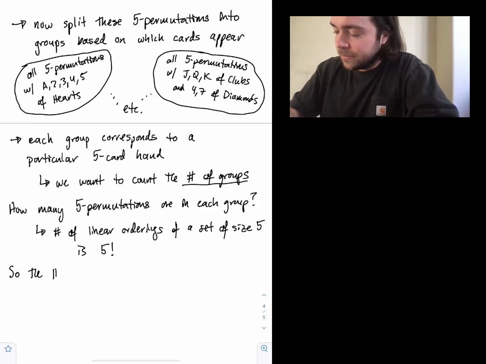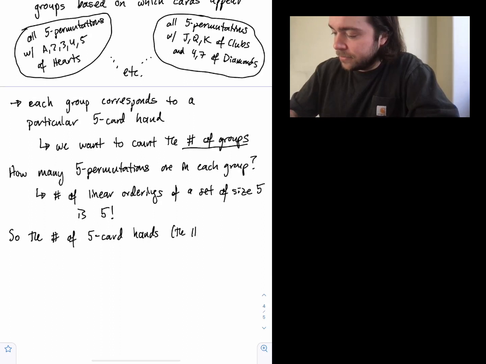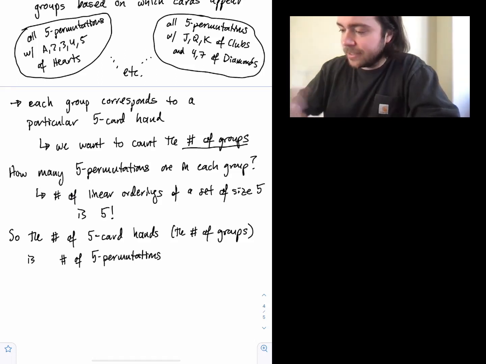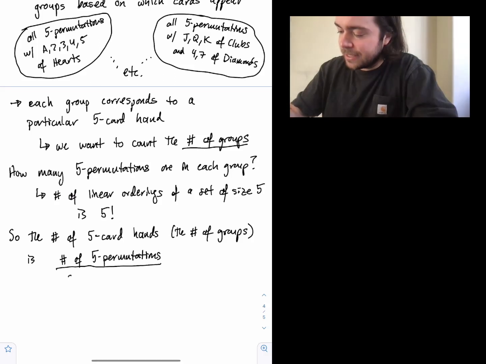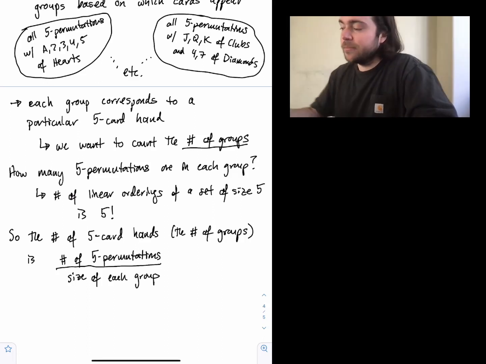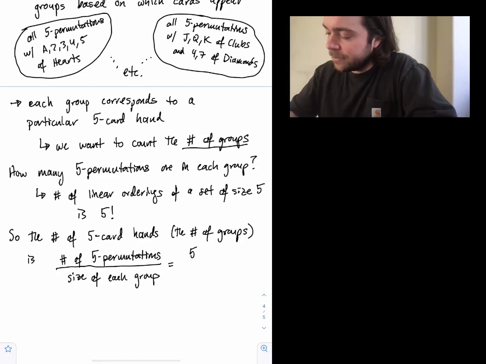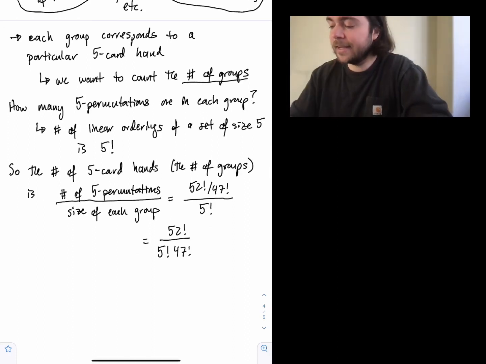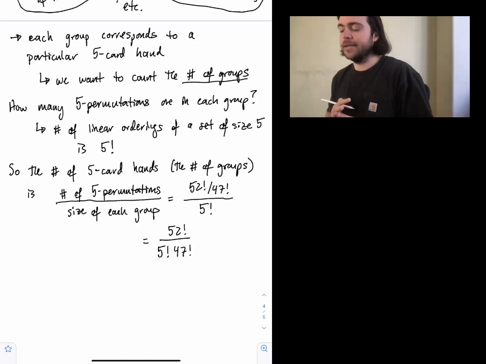So the number of 5-card hands, which is just the number of groups, is, what did we say? Well, we wanted the total number of 5 permutations. That was everything we spread out on the table. Then we want to divide by the size of each group. And that should give us the number of groups. That's what we wanted. And what is that? Well, the number of 5 permutations we saw was 52 factorial over 47 factorial. And the size of each group we just said was 5 factorial. If I rearrange this slightly, make it look a little nicer, 52 factorial over 5 factorial times 47 factorial. This is our answer. This is the number of 5-card hands we can draw from a deck.